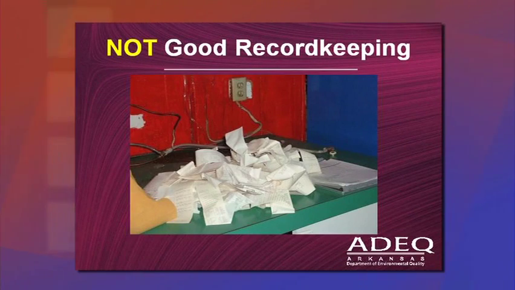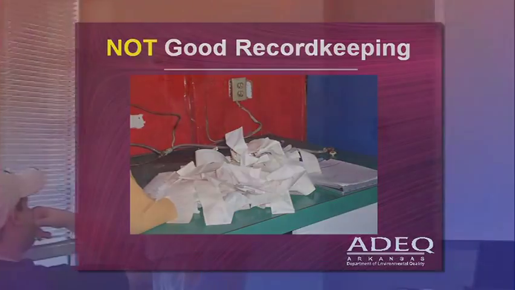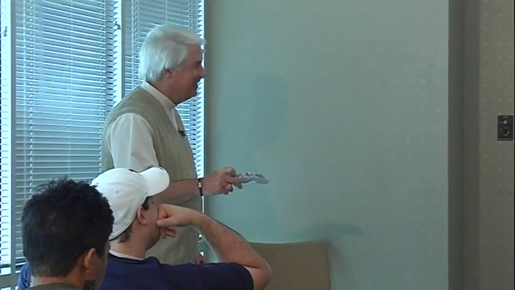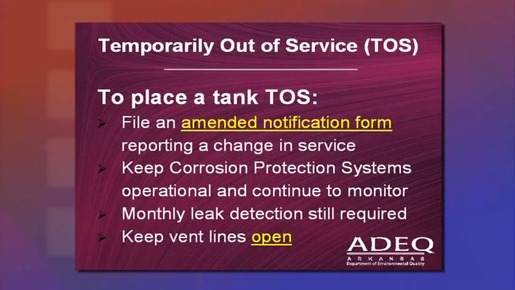You people that have automatic tank gauges, no, it's not good record keeping. You know, where's July 2011? That's over there on the counter. Not good record keeping.